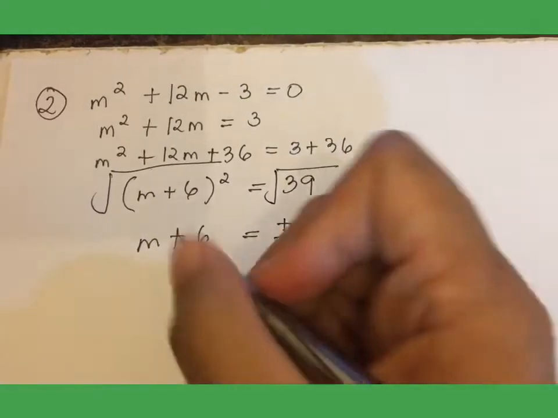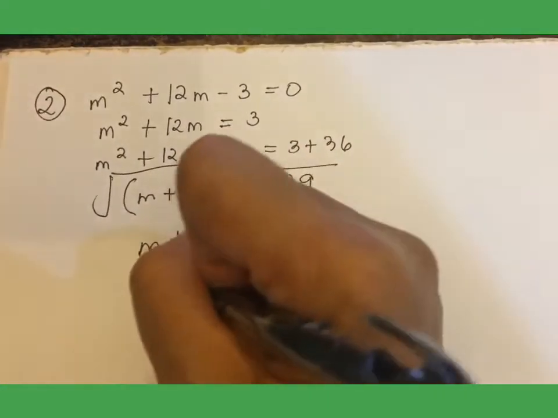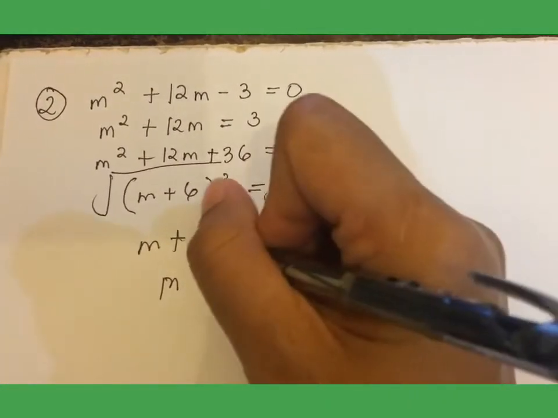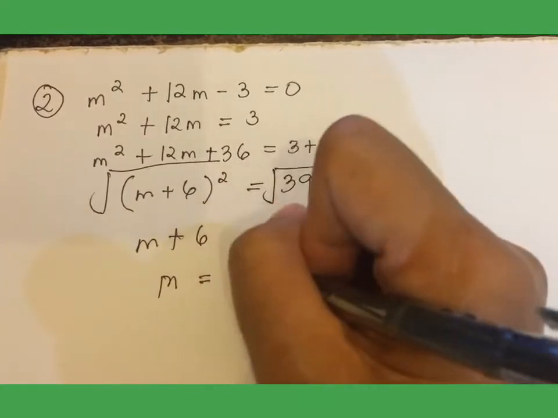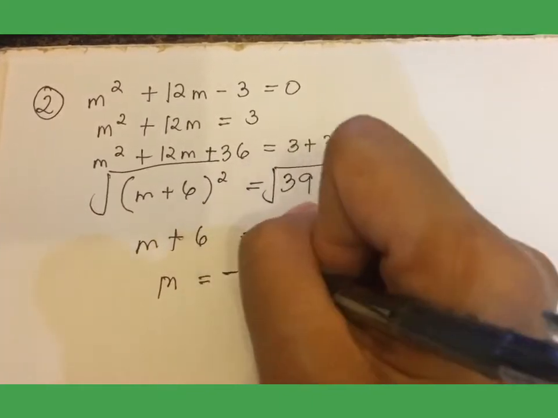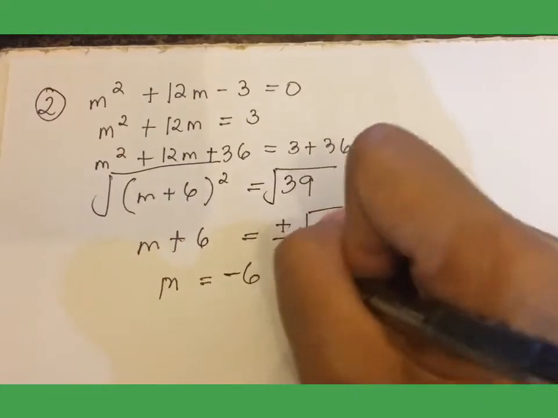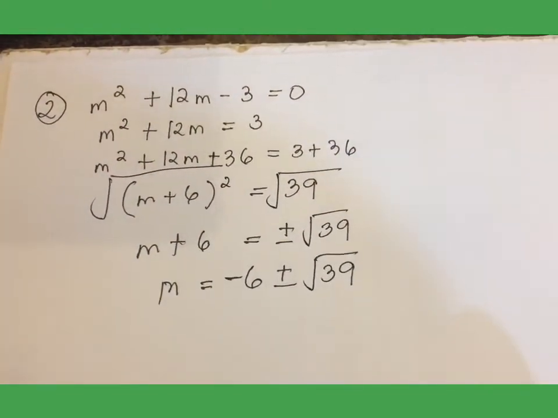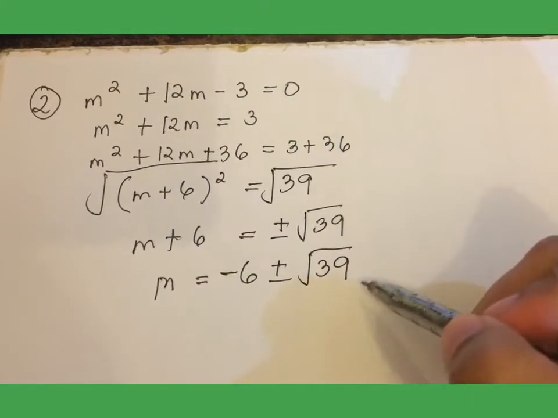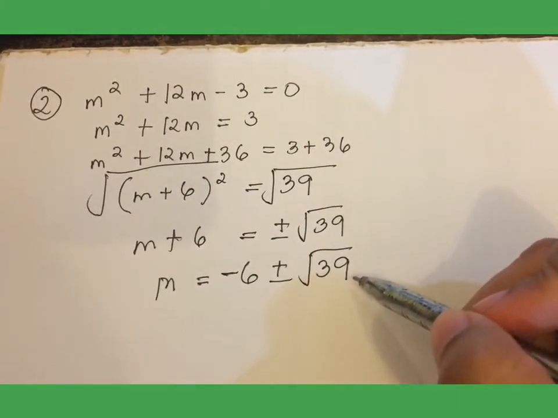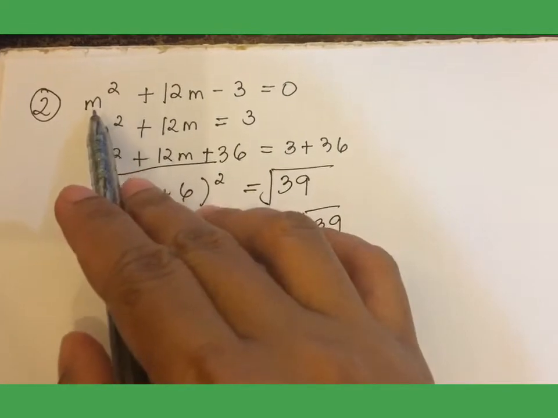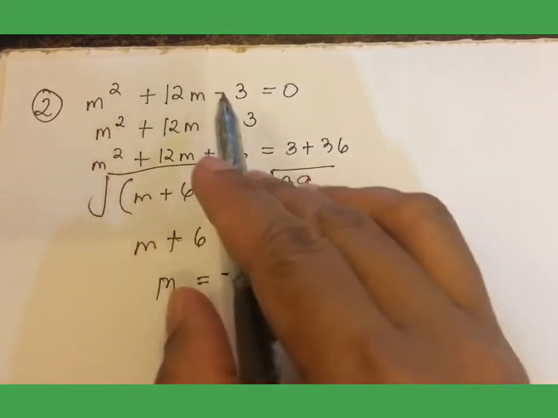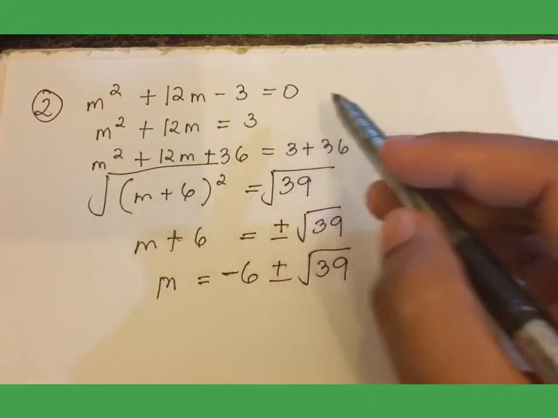Now, m is equal to, I'm going to transpose positive 6 to the other side, so that becomes -6 plus or minus square root of 39. Okay, so this is my answer, the solution to this equation, m squared plus 12m minus 3 equals 0.